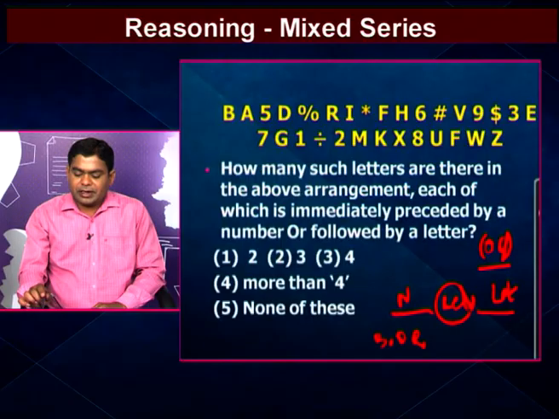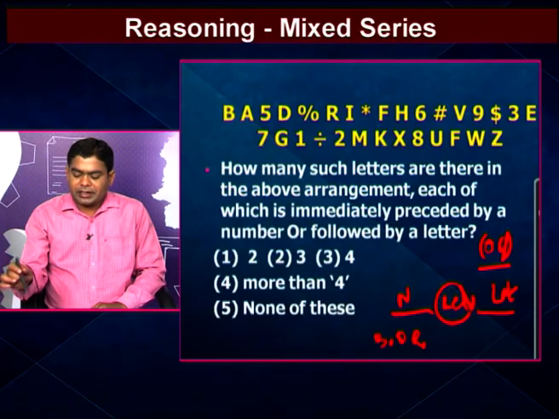Next we go to the next letter, that one is I. It is preceded by a letter, but according to our condition the letter must be preceded by a number. So that's why it is not satisfied. That's why we go to the other side, that means the right side. The right side must be followed by a letter, but here the letter is not followed by a letter. That means I is not satisfied.